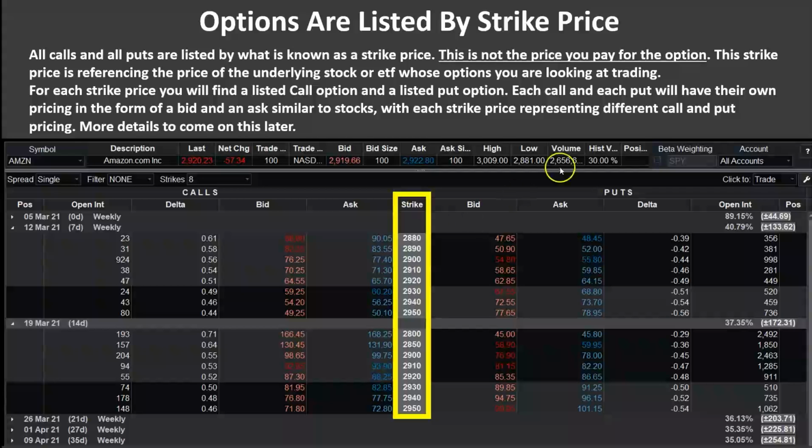I'll talk more about how these are actually priced as well, but the point of this slide is that options are listed by strike price, and each individual strike price has its own correlated puts and calls. All right, so if you can get that from this slide, that's what I want you to understand from this slide. Options are listed using options chains.